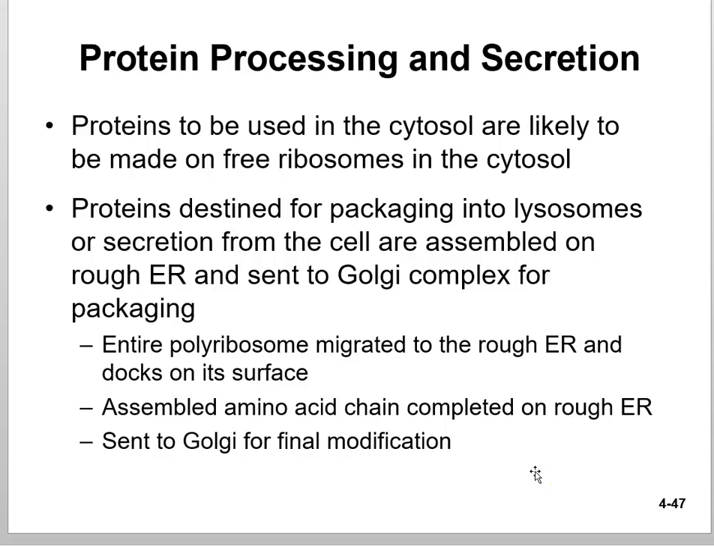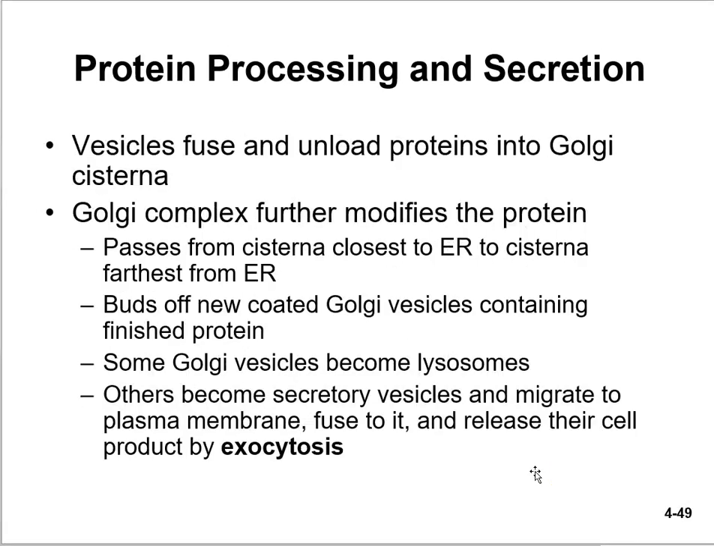final modification. The vesicles then can fuse and unload the proteins into the Golgi cisternae, and then the Golgi complex can further modify the protein and fold it. The process of using an excretory vesicle to get rid of that protein and send it on its way is called exocytosis.